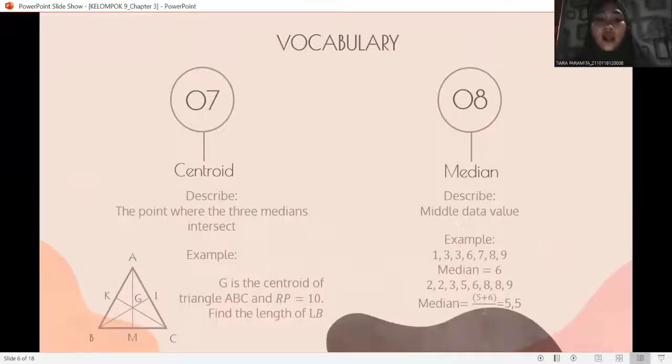Okay, vocabulary 7. Centroid. Describe: the point where the three medians intersect. Example, G is the centroid of triangle ABC and RP equals 10. Find the length of LB. Okay, you can see the picture.